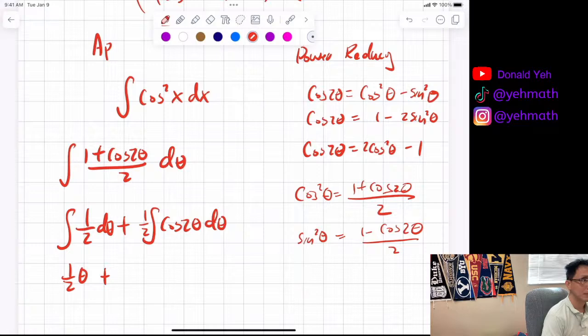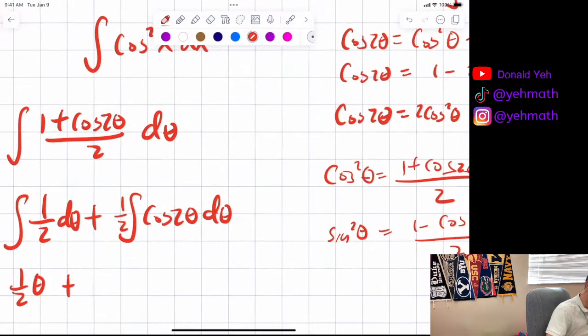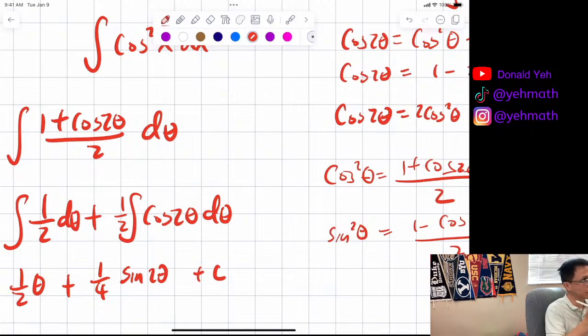Sine 2 theta over 2. Good job. So that's 1/4. Does that make sense? Sine of 2 theta. Is that okay? Let's see. Remember, that's just going to be inverted. So that 2 theta is going to be inverted.